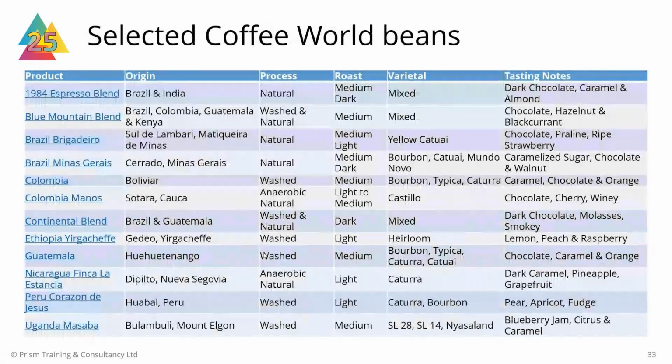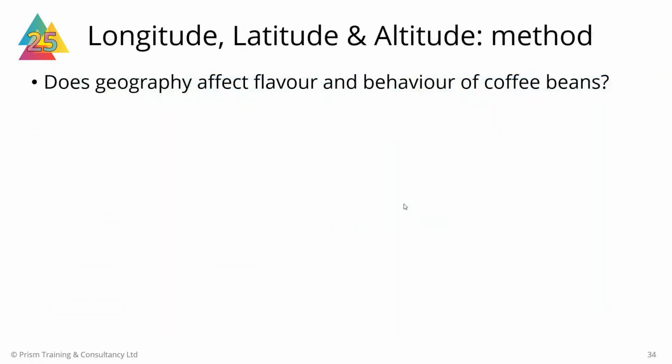These are the 12 coffees that I ended up sampling. They're all listed here. You can see that they've got different names, obviously, different processes, how the beans are dried, how the beans are roasted, what varietals are used, as well as some tasting notes. So again, this is all text information, interesting, but not hugely useful in terms of what I want to do. So instead, let's try and quantify some things. So how does the geography affect the flavour and the behaviour of the beans?